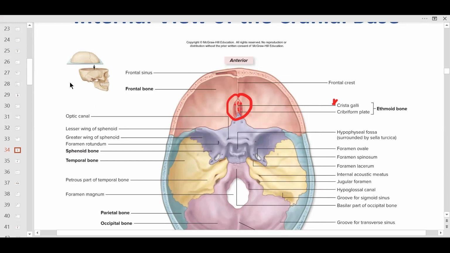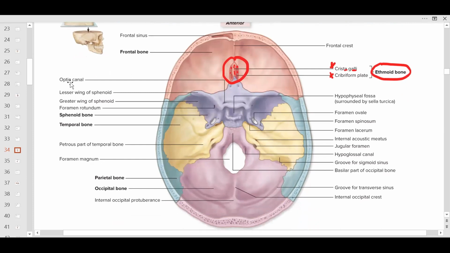The side has little plates with foramina in it, because this is where your sensory neurons for the sense of smell, olfaction, come through to the olfactory bulb. Cranial nerve 1 is the olfactory nerve. So these side areas are called cribriform plates. So the cribriform plate is under the crista galli. It's like a flat area. So the bump is the crista galli of ethmoid bone. That's part of the ethmoid bone, which is another bone of the cranium.